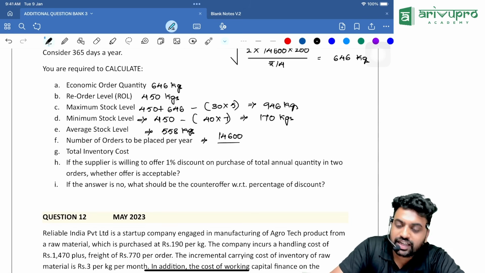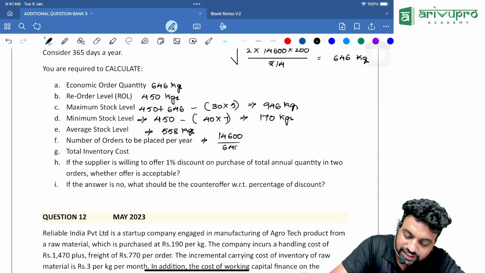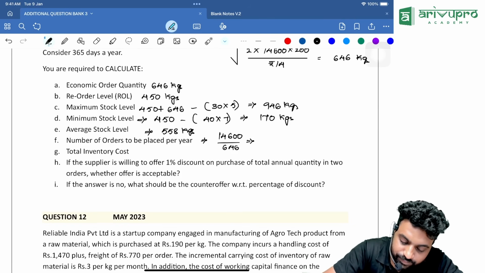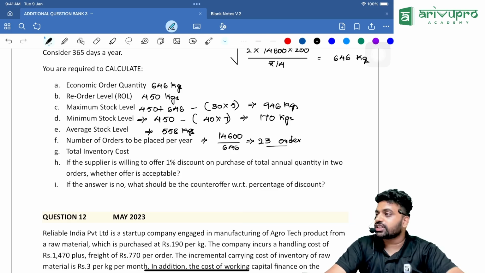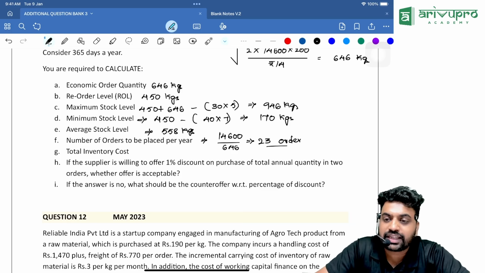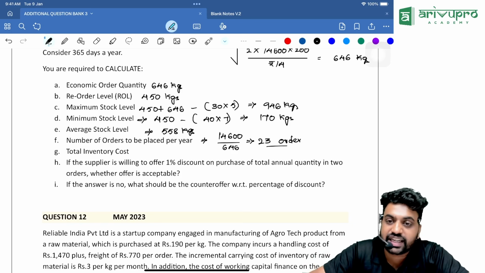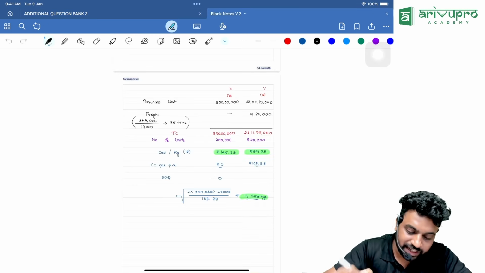14,600. Per order you are placing 646 kgs. So 23 orders. Total inventory carrying cost they are asking. We'll do one thing. We'll do that in table so that it will be helpful for the next two also. Fine.